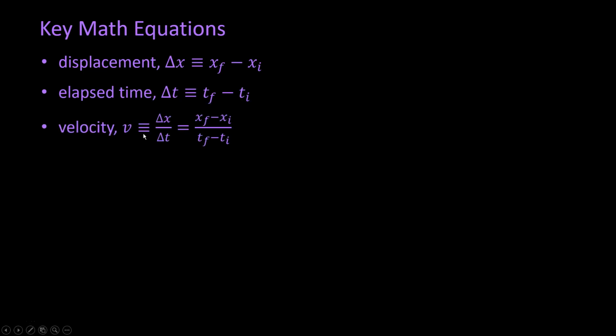Displacement is the change in position, defined as the final position minus the initial position. This funny looking equal sign that has 3 horizontal lines, that means it's a mathematical description. You can go ahead and use a regular equal sign. Elapsed time, the change in time, is defined as the final time minus the initial time. Velocity is defined as displacement divided by elapsed time. Acceleration is defined as the change in velocity divided by the elapsed time.